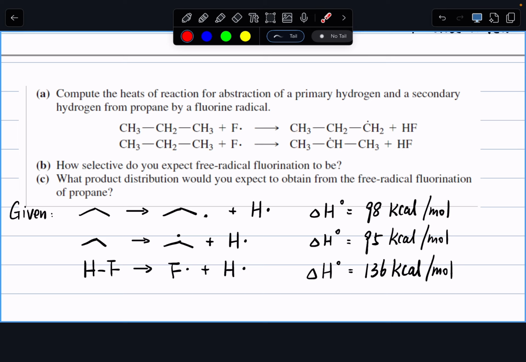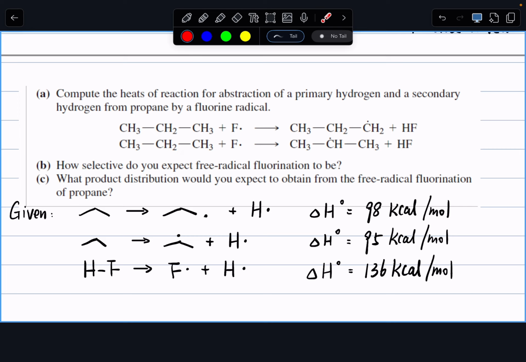The 2 reactions are listed above. First question, calculate delta H of each reaction. Second question, qualitatively describe how selective you expect the free radical fluorination to be. And C, roughly predict the product distribution you would expect to obtain from the free radical fluorination, assuming monofluorination. All right, let's work on this together.